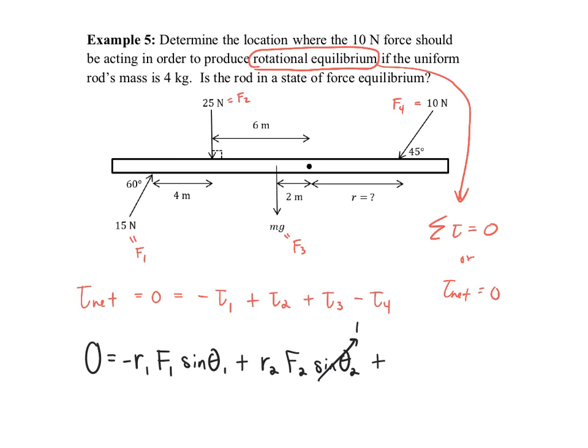Force 3 is positive also. We're going to call that R3 times F3. And then finally, force 4 is the R that we're looking for. So I'm just going to call that R for now, because on the diagram it was called R, and we're looking for it, so I'm going to call it R still. We have force 4, and then the sine of theta 4.